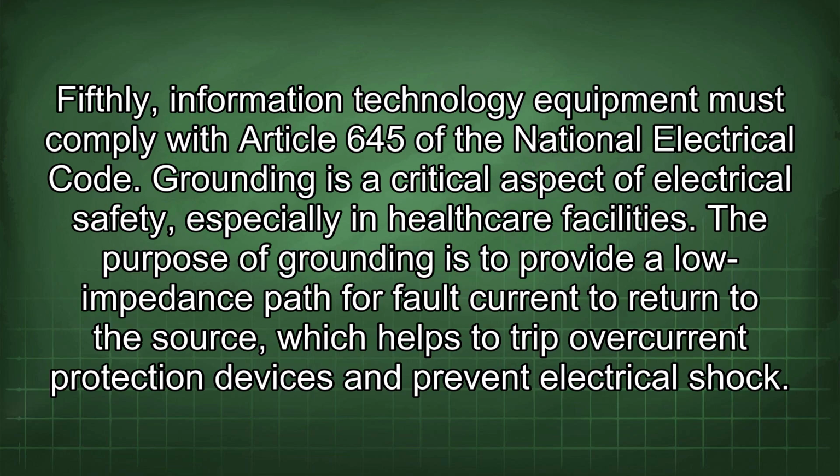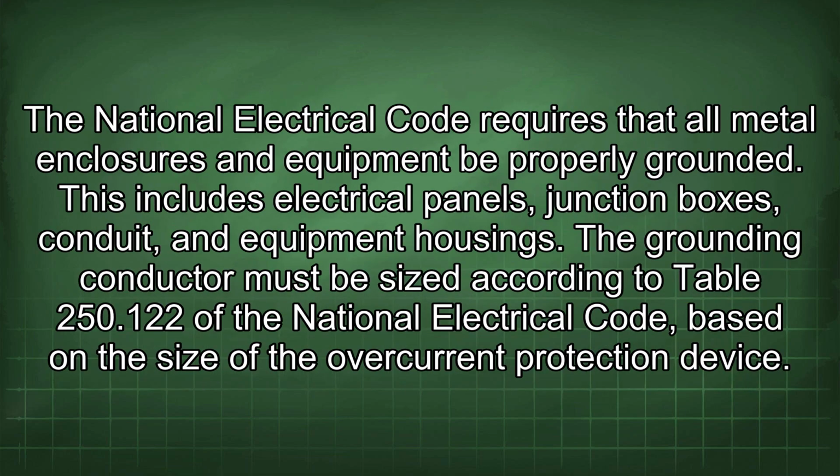The purpose of grounding is to provide a low impedance path for fault current to return to the source, which helps to trip overcurrent protection devices and prevent electrical shock. The National Electrical Code requires that all metal enclosures and equipment be properly grounded. This includes electrical panels, junction boxes, conduit, and equipment housings.